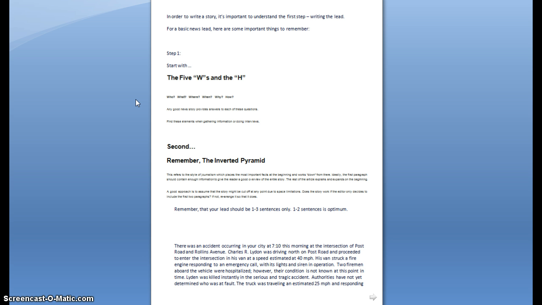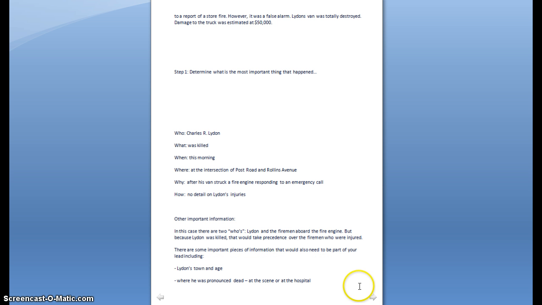A good approach is to assume that the story could be cut off by an editor because of space limitations. So you have to make sure that your story is going to work. Your lead, remember, should be 1 to 3 sentences only. 1 to 2 sentences is optimum. So let's scroll down a little bit and look at this report.